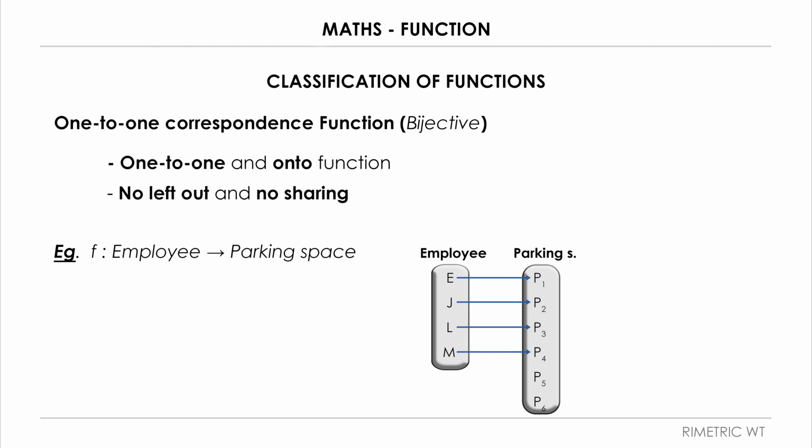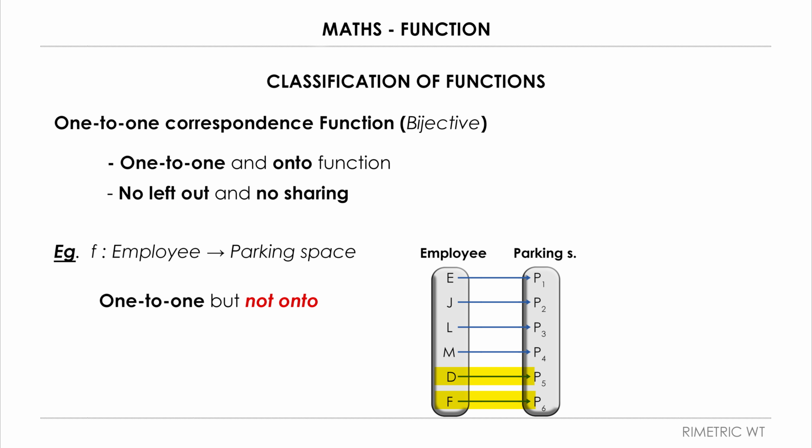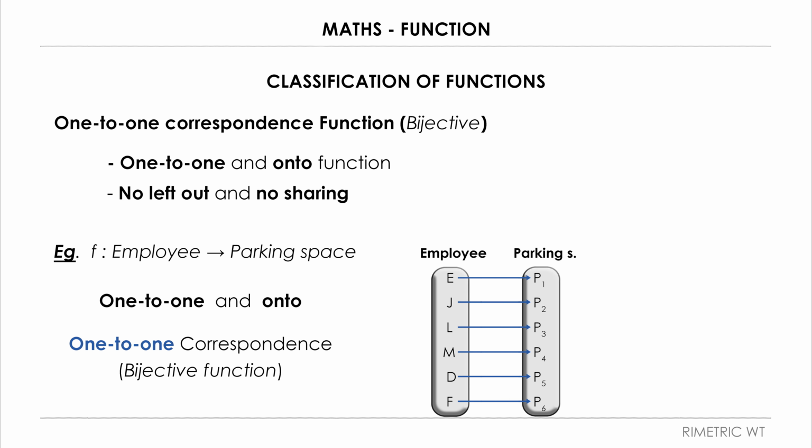Let's revisit our parking space function from before. This function is one-to-one, but not onto, because the two parking spaces in the codomain, P5 and P6, are not assigned to any member of the domain. But what if these two parking spaces are assigned to the remaining employees, David and Frank, as shown here? In this case, all the members of the codomain become members of the range. Therefore, the function becomes onto as well. Once a function is both one-to-one and onto, we can say that it is a one-to-one correspondence, or bijection.